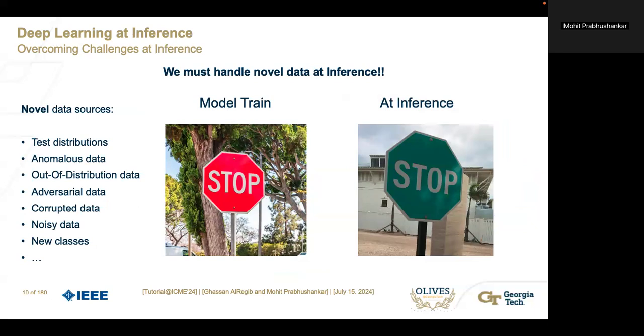We have some kind of model training, and then we have some kind of inference, which is novel data. This is actually an actual image. So we have always seen red stop signs.